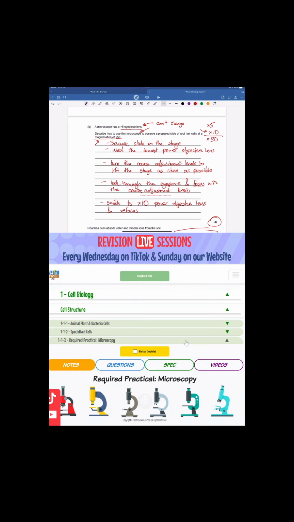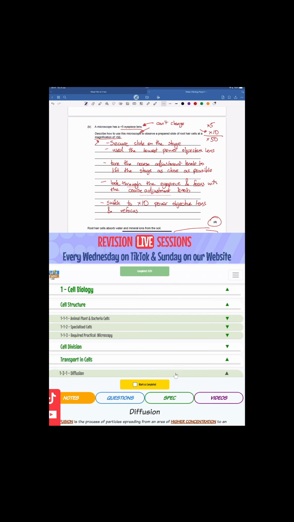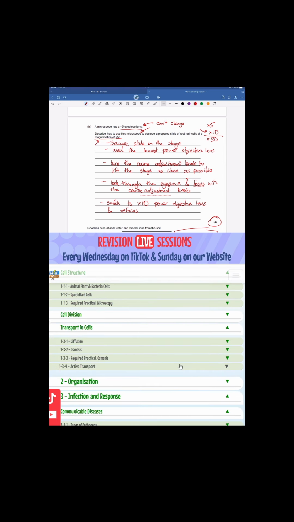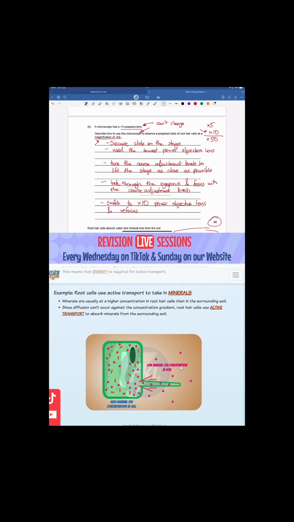Yes, active transport. This question is all about active transport. Well done. So let's get that up. That comes under transport for cells. Active transport, here we go. We've got the notes here. So minerals, root hair cells use active transport to take in minerals.